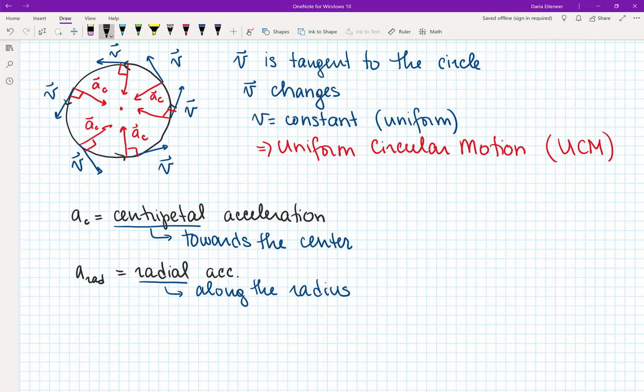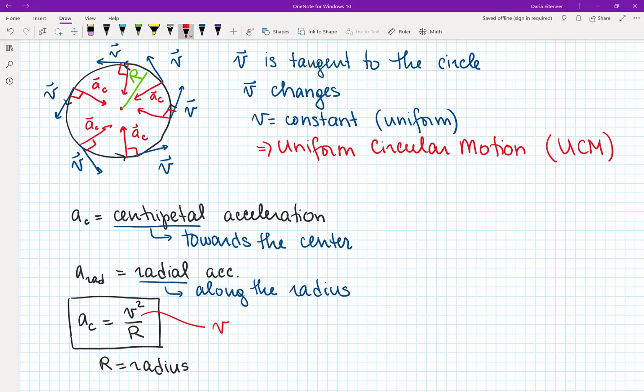There is an equation for it, which is a fairly simple equation. AC equals V squared over R. Now we are obviously always recycling letters, symbols. So R in this case is the radius of the circle. Okay, so I'm going to indicate it here. R is the radius. And V is the speed obviously, but a lot of times people refer to this as tangential speed.